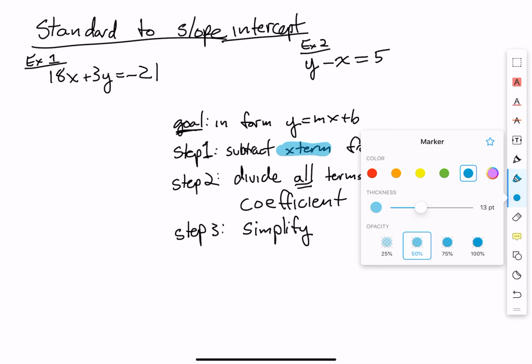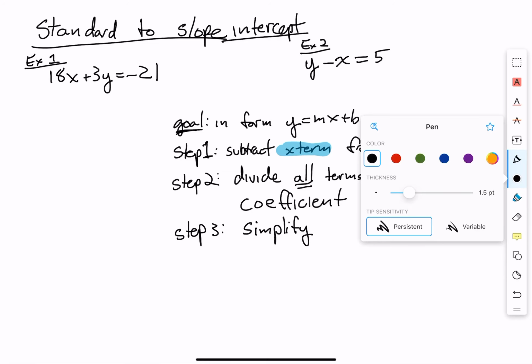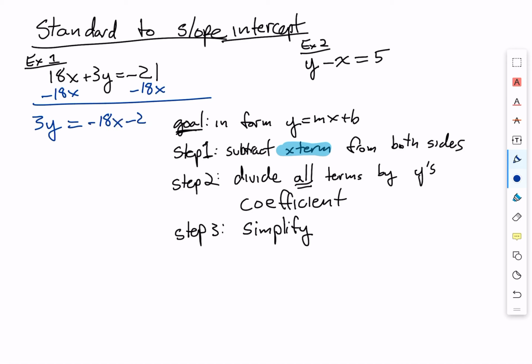So 18x is the x term on the first one. So this first one I would minus 18x from both sides. Now, when I'm adding these up, I have the 3y is equal to, that negative 21 and that negative 18x cannot combine because they are not like terms, so we leave them separated, 18x minus 21.